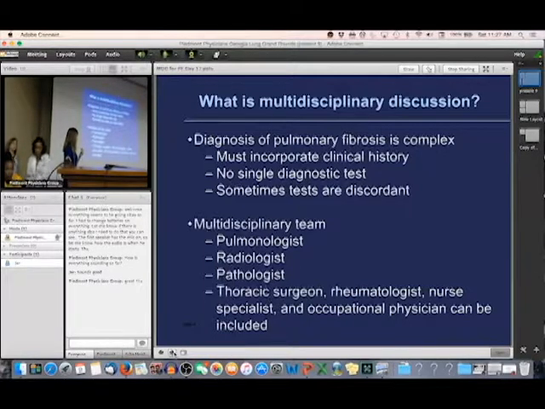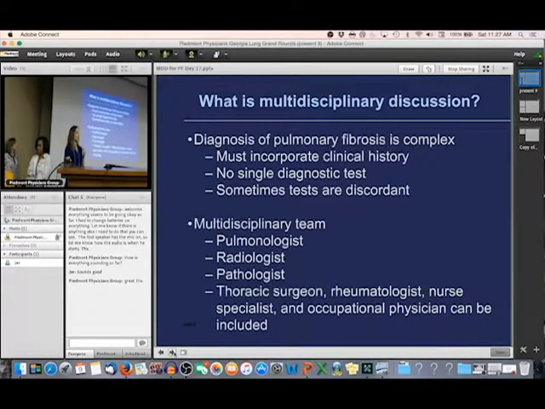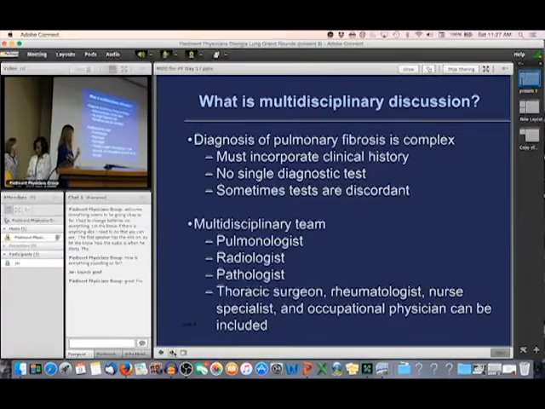And sometimes the tests don't always quite correlate together, so you have to know what weight to put on some of the different things that we're seeing. And so our multidisciplinary team, core team, really consists of pulmonologists, radiologists, and pathologists, but we frequently have input from our rheumatology colleagues, nurse specialists, and then other members of that team can be very important too.